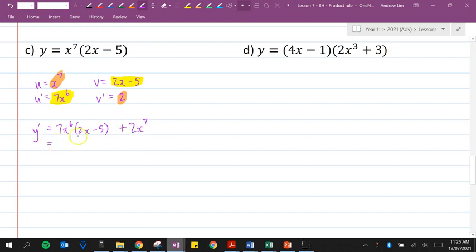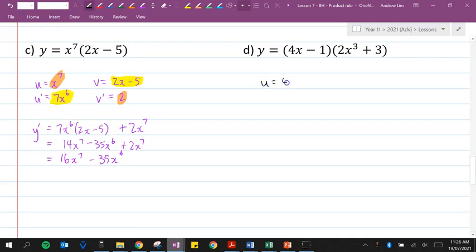Let's tidy this up. That's 14x to the power 7 minus 35x to the power 6 plus 2x to the power 7, which is equal to 16x to the power 7 minus 35x to the power 6. Okay, question D. We've got y is equal to 4x minus 1 times 2x cubed plus 3.